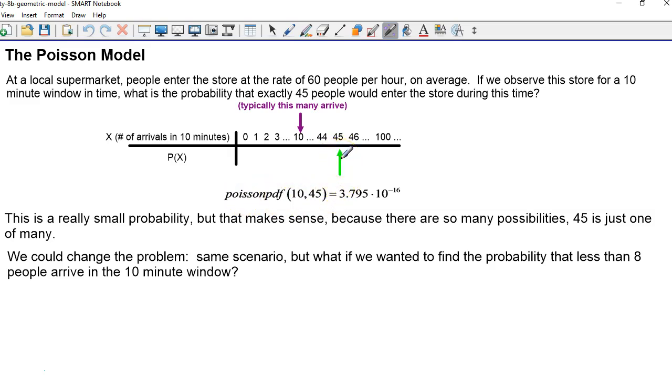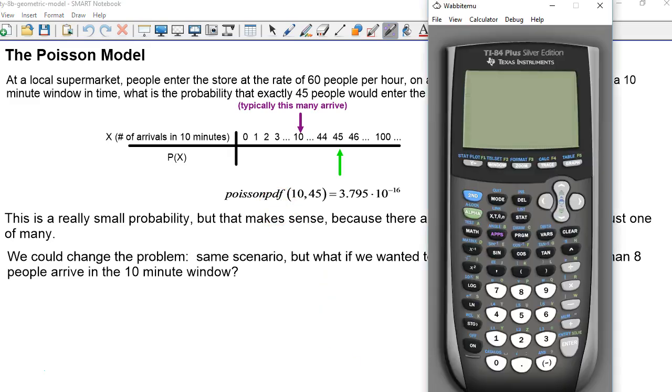Okay, so we could use our Poisson PDF function. Let's go ahead and do that. Poisson PDF is also in the distributions menu. It's towards the bottom, and it's between the binomial and the geometric. So Poisson PDF, because I'm finding the probability of exactly 45 people arriving. So the lambda value was 10. We said we would expect typically about 10 people to arrive, and we want the probability that 45 people arrive.